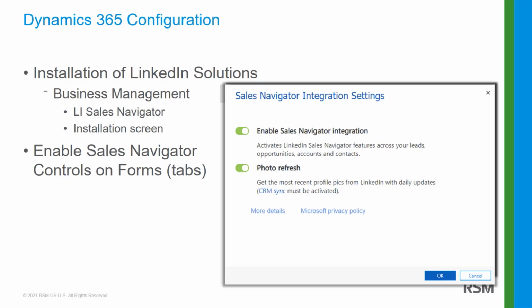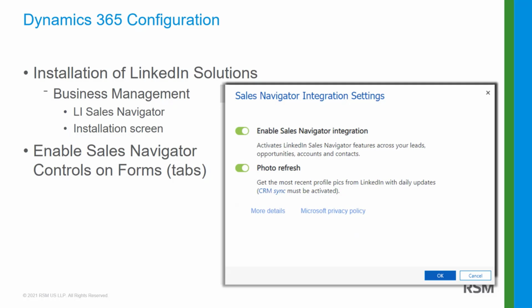You can see on the page here, it says photo refresh. So there's some additional options that you can turn on or turn off. And again, I'll be going into details for those as well. And then what you also can do is turn on the LinkedIn Sales Navigator controls on Dynamics 365 forms. So these tabs are hidden by default, and then you can just unhide them.